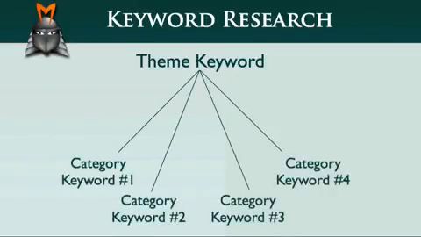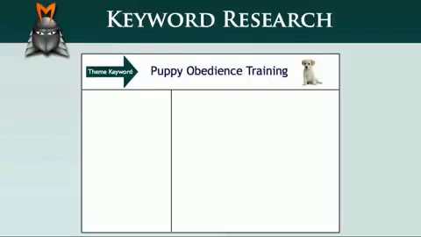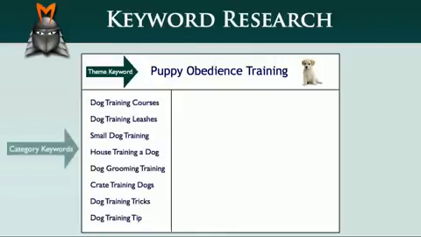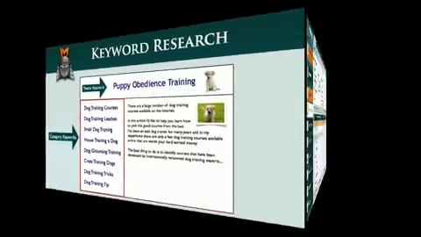For example, imagine that I decided to move ahead and create a dog training related website. Based on my data, I might choose puppy obedience training as my main theme keyword, and then use my other keywords as category keywords as shown in this illustration. Within each of these categories, I would then write as many good quality articles as possible. The end result would be a content-rich website that specifically targets a set of thematically related keywords.